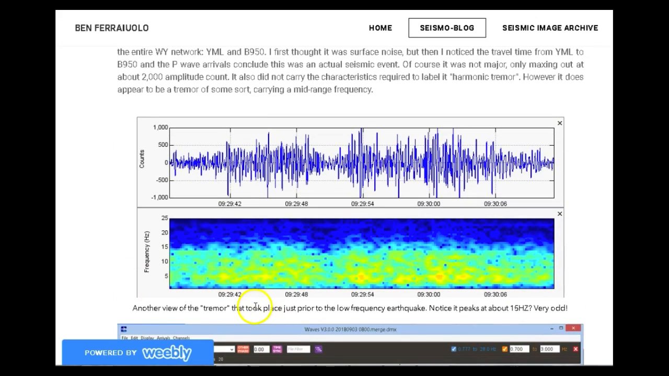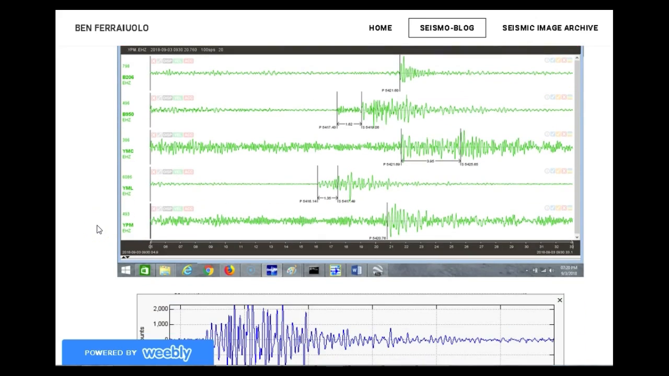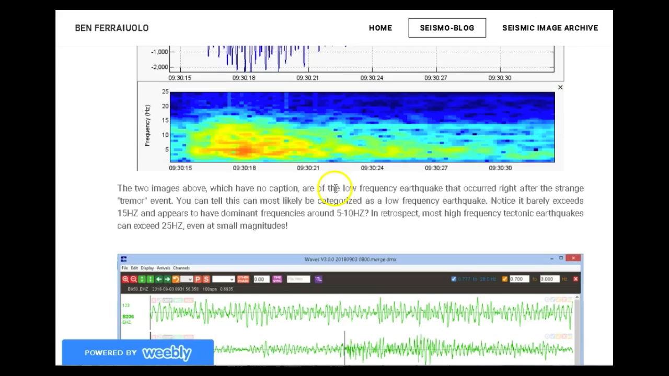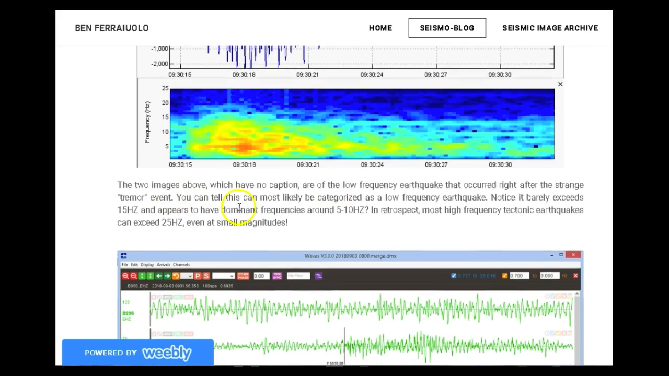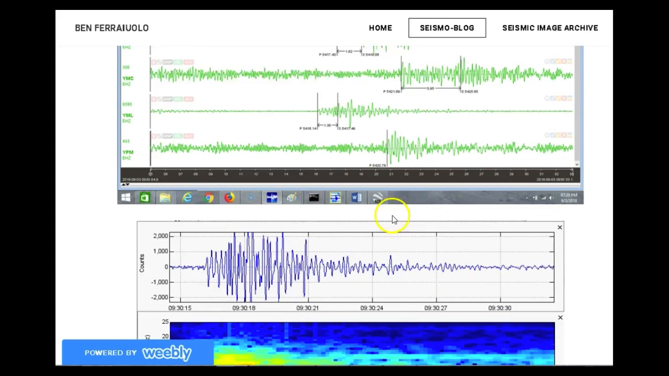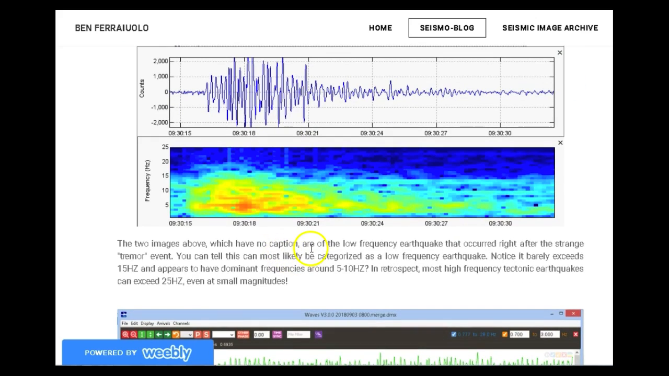Another view of the tremor, quote-unquote, that took place just prior to the low-frequency earthquake. Notice that it peaks at about 15 hertz. Very odd. Here's another... Oh, these two are of the low-frequency earthquake. The two images above, which have no caption, this one and this one, are of the low-frequency earthquake that occurred right after the strange, quote-unquote, tremor event.